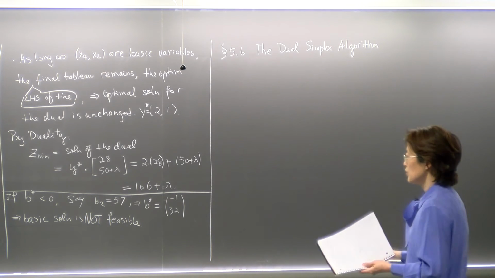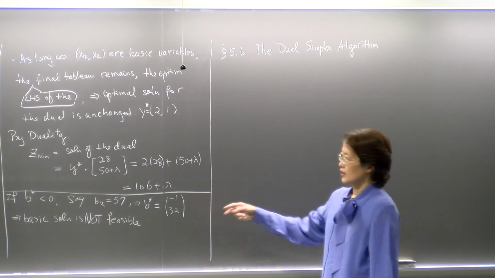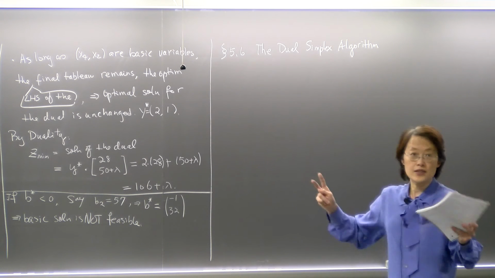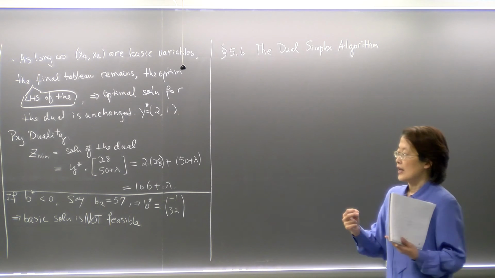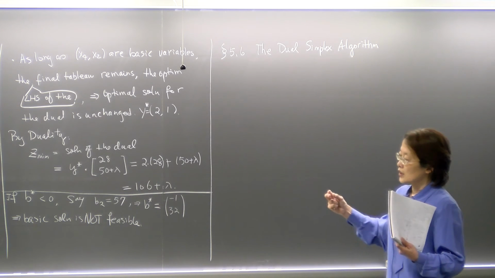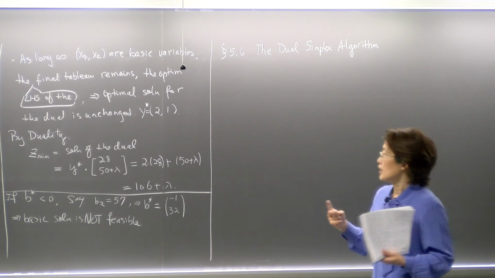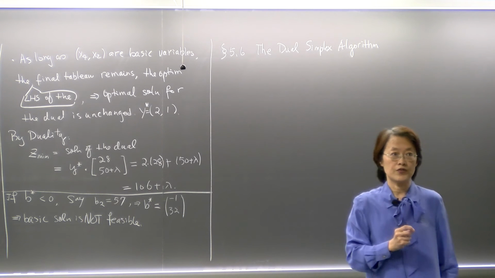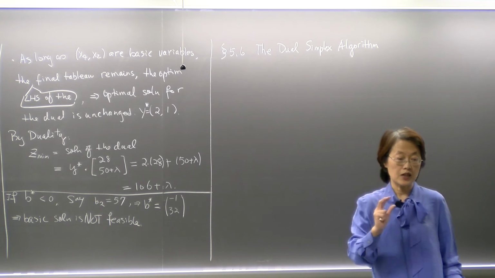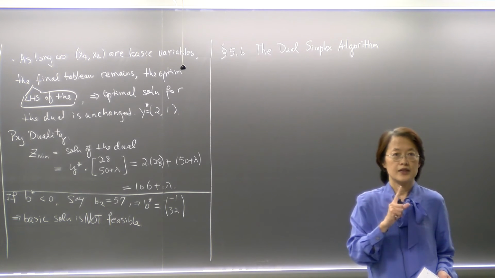So what situation am I in? I'm in a situation that the left-hand side is in this canonical form, and I have a set of basic variables, and the objective function has all positive coefficients. But the basic solution takes some negative value and is not feasible. How can I start from there and solve the problem? Is that clear? That's the point.